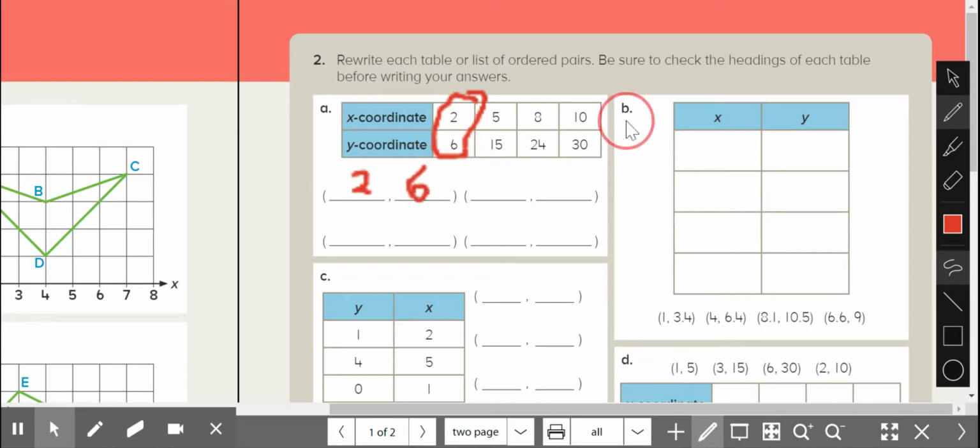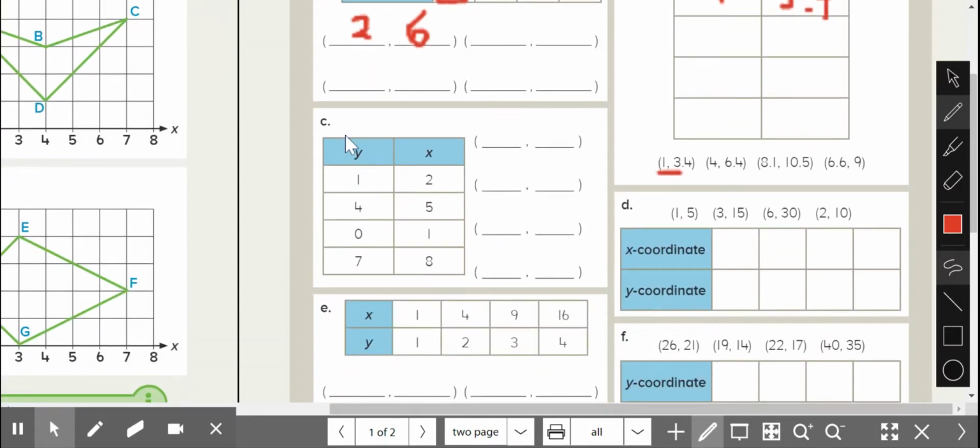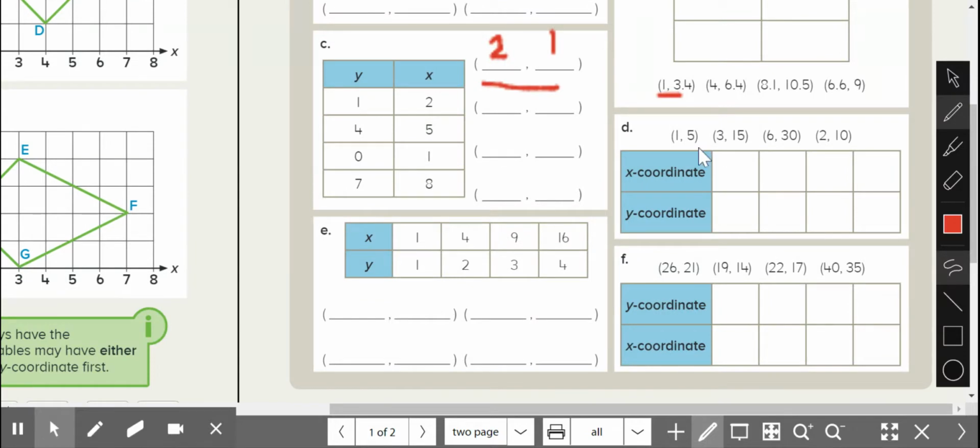Here's a set. This one is B. B gives us X and then Y. So if we look, the decimals. So we have X and Y there. C starts with the Y and then goes with the X. But remember, when we show the ordered pair, we start with the X. So we have X and then Y. D has us put it in a chart like this, so it looks different. So the first is our X coordinate. The second is our Y coordinate.